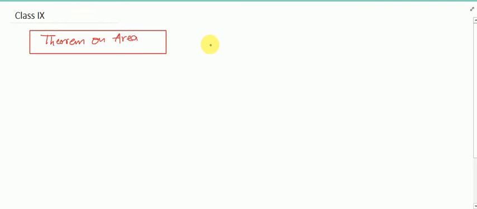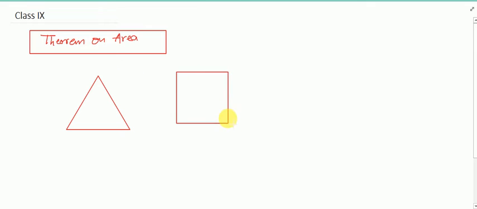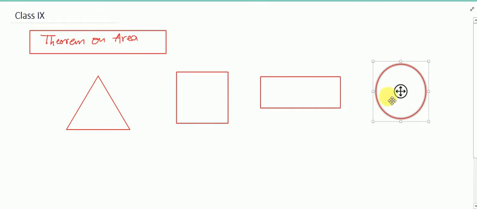Now what do you mean by the area of a closed figure? Okay. So if I talk about this one, so if this is a triangle, or you can say this is a square, this is a rectangle, or you may say this is a circle. In all these cases, all are closed figures. So the area enclosed by this, that means this portion you need to consider, right? This portion you need to consider.